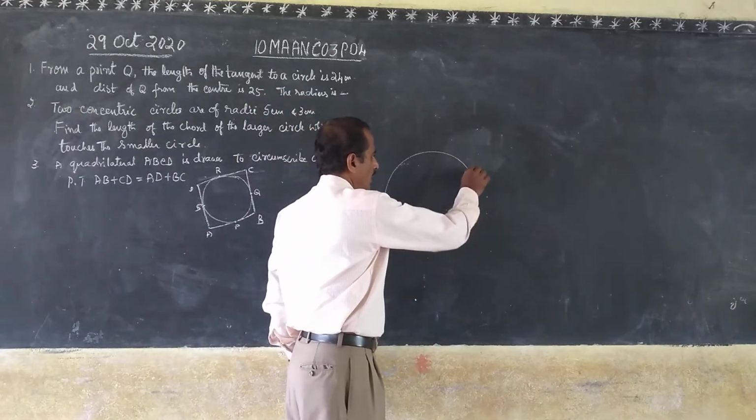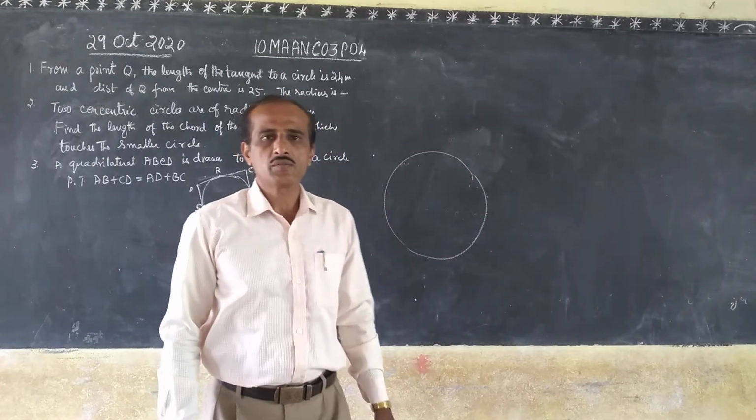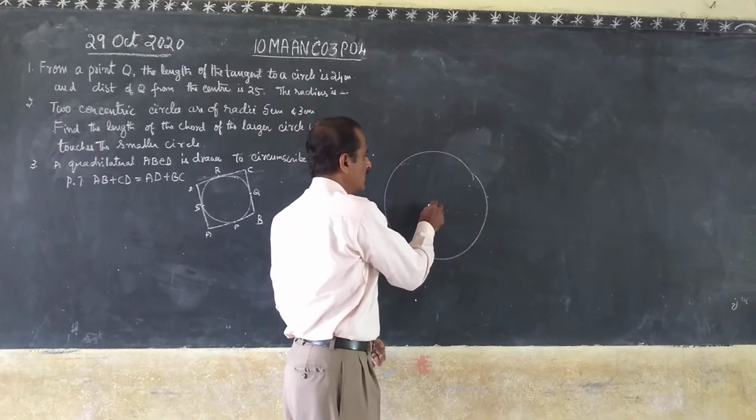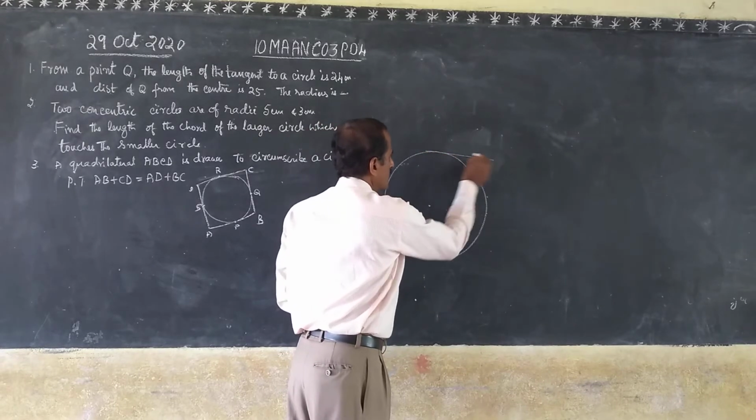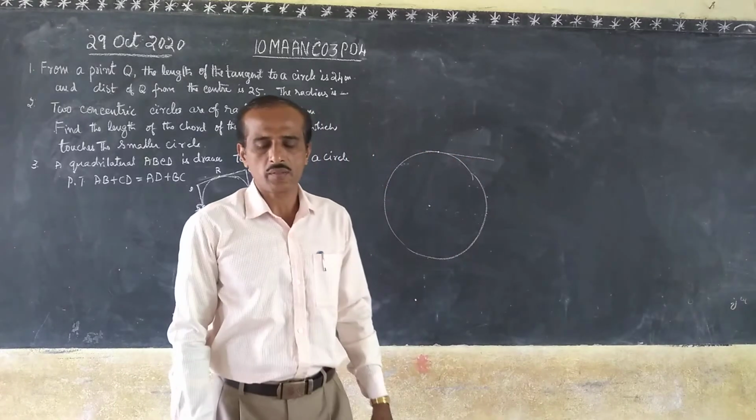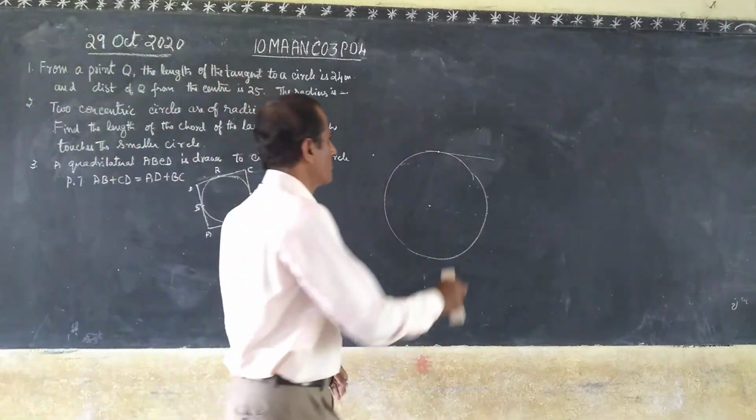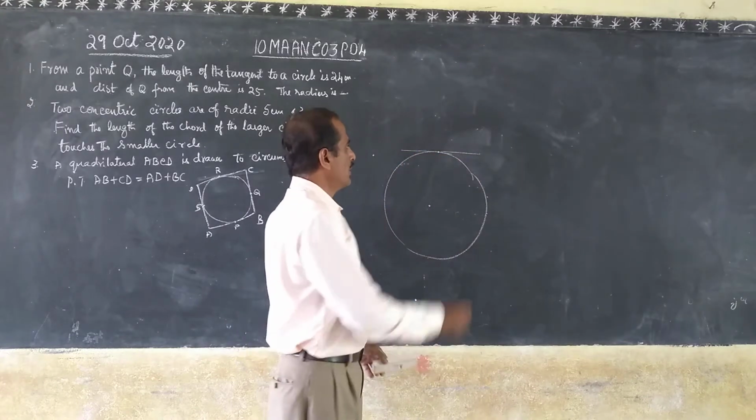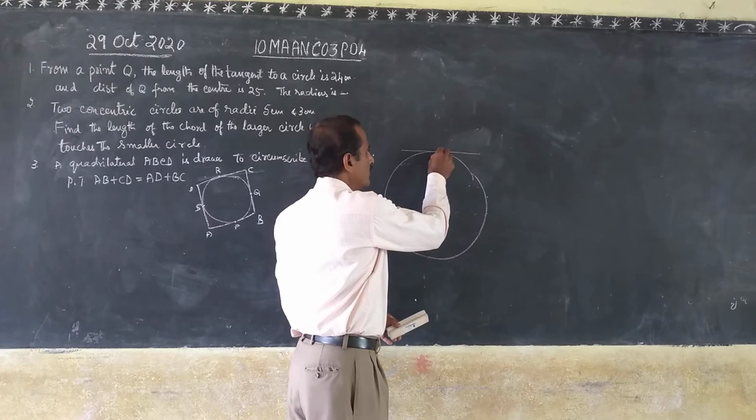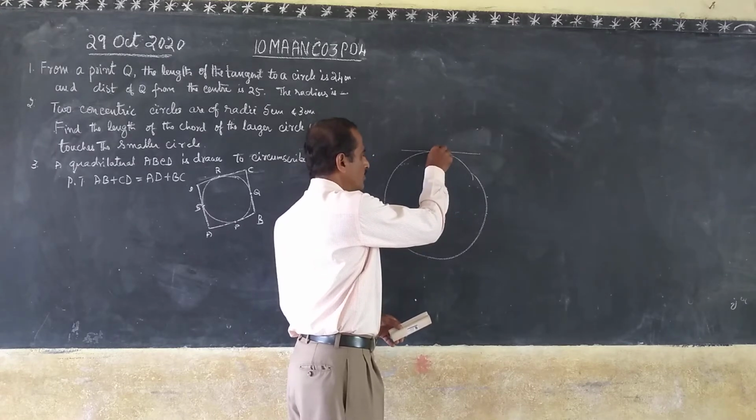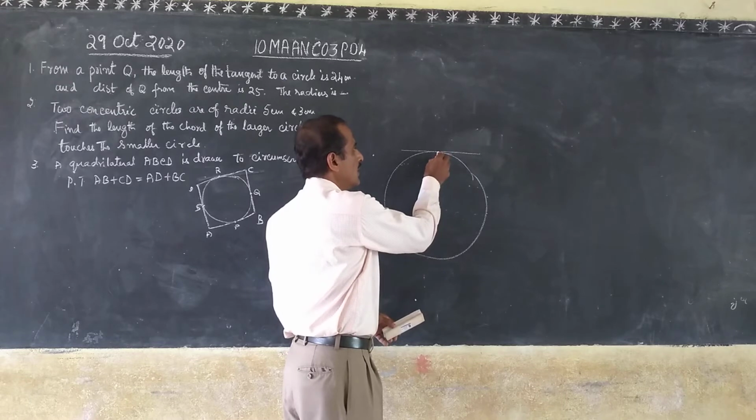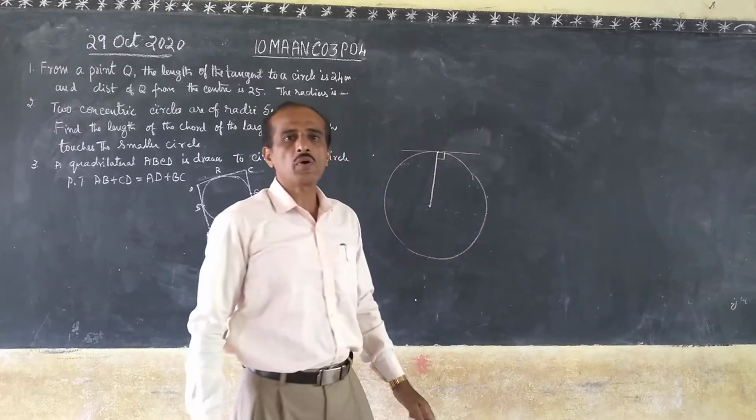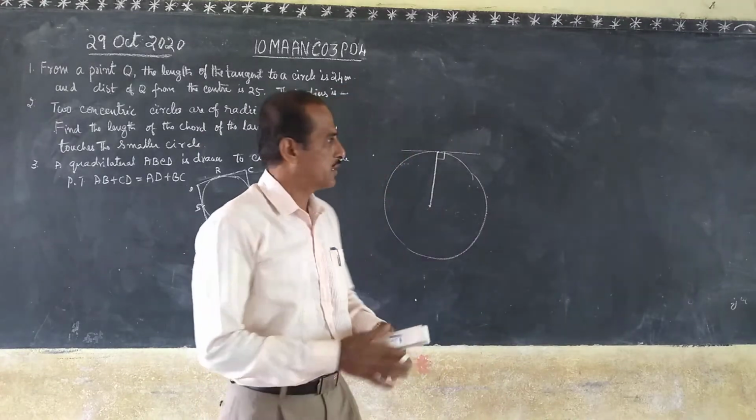What are the properties of the tangents we have studied? One property is a tangent touches the circle at one and only one point. On the circle it touches one and only one point. And if you join that point of contact to the center, it becomes a radius. The radius at the point of contact with the tangent forms 90 degrees. That is one of the important properties of the tangent we have studied, isn't it?